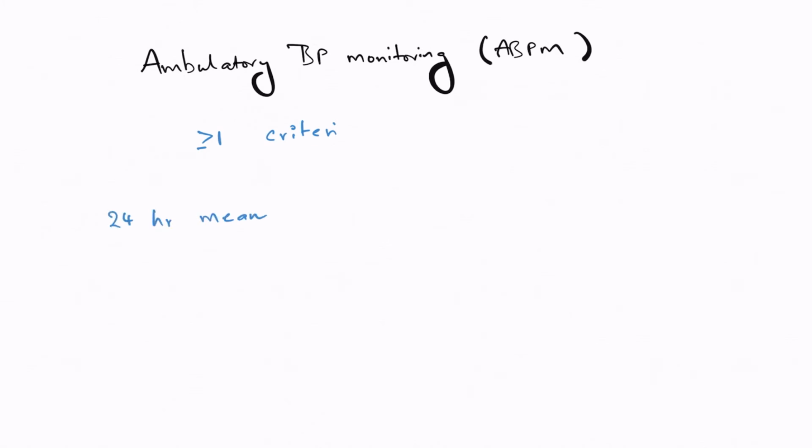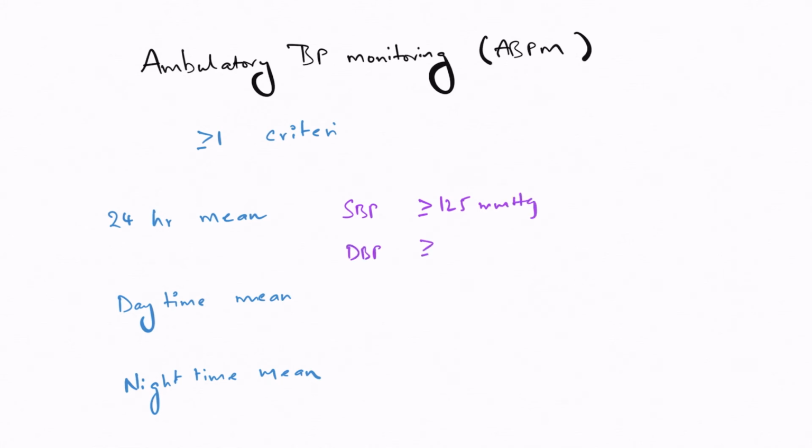Coming to the next one, ambulatory blood pressure monitoring. It is also called ABPM. Here the 24-hour BP will be calculated and there are 3 criteria. One or more criteria can be considered as hypertension. The 3 values are the 24-hour mean value, daytime mean value and nighttime mean value. In the 24-hour mean value, a systolic of more than or equal to 125 or diastolic of more than or equal to 75 millimeters of mercury is considered.